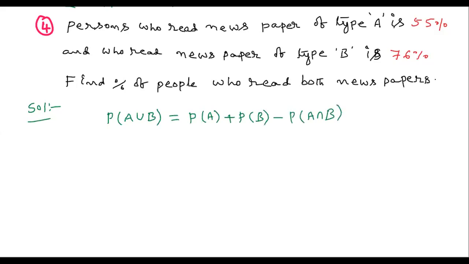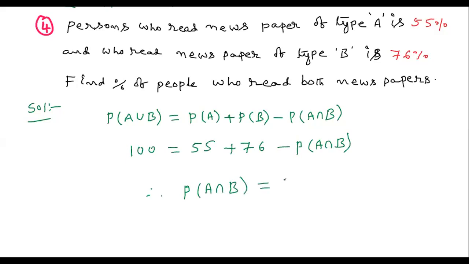That means P of A union B is 100%. Take 100. P of A 55. P of B 76 minus P of A intersection B. Now therefore, by observing the calculation, P of A intersection B is equal to, we are getting 31%.